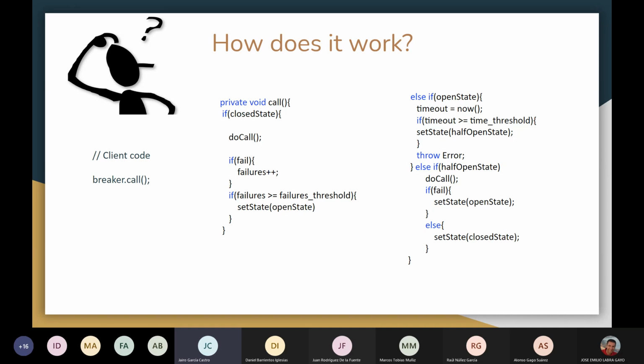When it is open, it automatically refuses to answer the call. But we cannot stay in the open state forever, so we have a timeout, and when it reaches the time threshold, we change to a half open state. What does it do? It checks if we can do the call and have a successful result, and if it can't, it stays in open state. If the call doesn't fail, it closes the state again and accepts the calls.